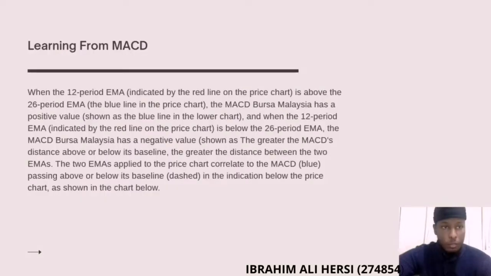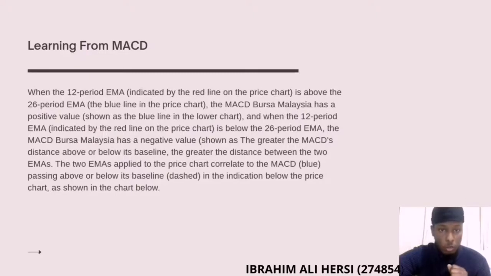Now learning from the MACD. When the 12-period EMA, indicated by the red line on the price chart, is above the 26-period EMA, the blue line in the price chart, the MACD has a positive value, shown as the blue line in the lower chart.